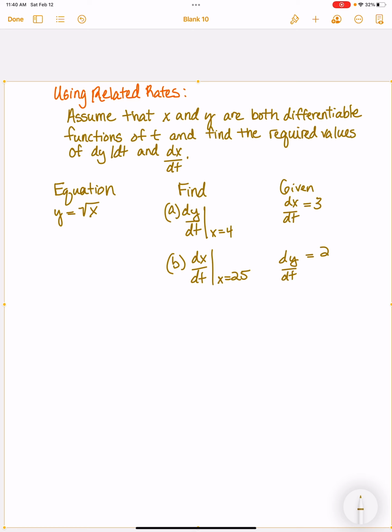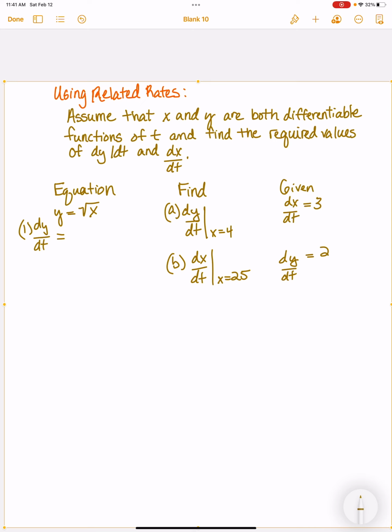And that's what we're talking about when we're talking about this. They have this relationship. And I'm going to differentiate both sides of my equation, keeping in mind that I am differentiating with respect to t. So you have to differentiate both sides. So we have the derivative of y is just 1. But I'm also taking the derivative of y with respect to time. So I have to put dy/dt.